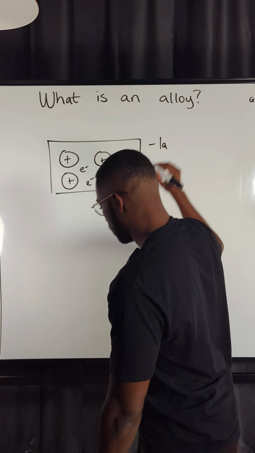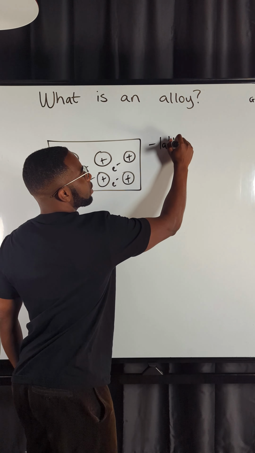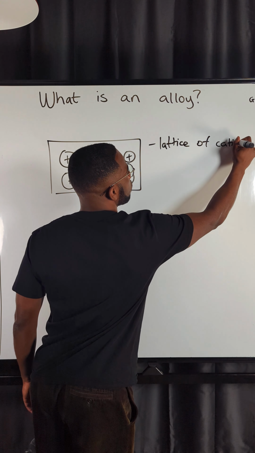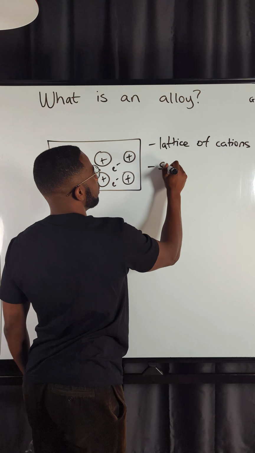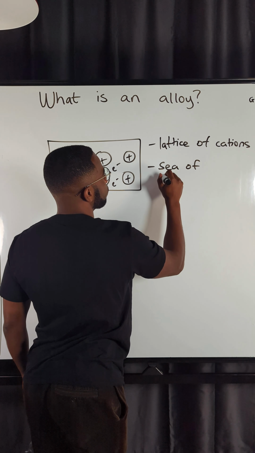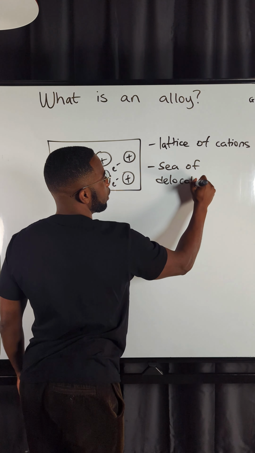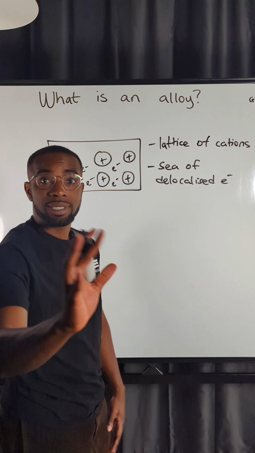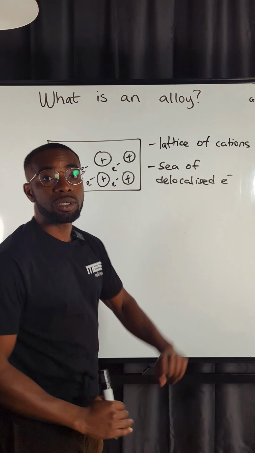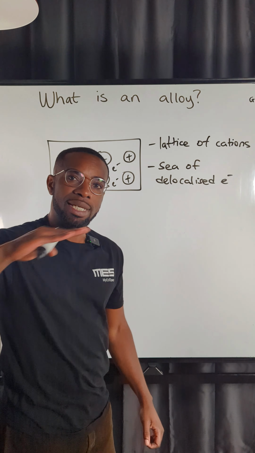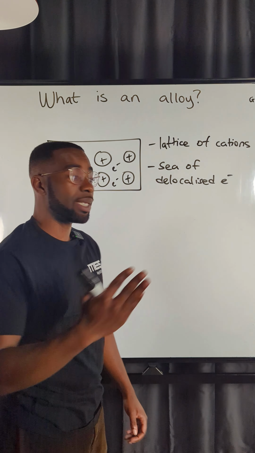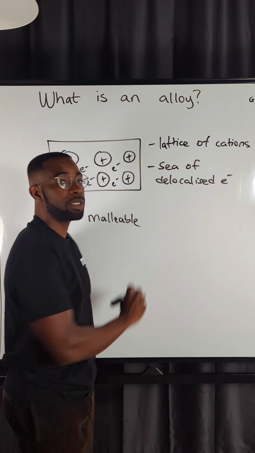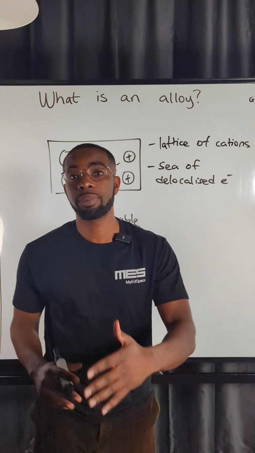So let's write that down. I'm going to turn this way. Lattice of cations. And we have a sea of delocalized electrons. Okay, so what is important about this here? First thing you need to see is our cations are arranged in layers, which means the layers can easily slide past each other, making our metals what we call malleable. And malleable just means you can easily bend or shape the metal.